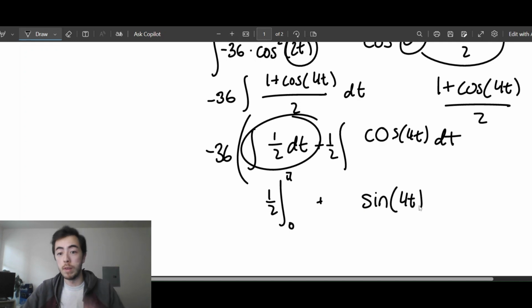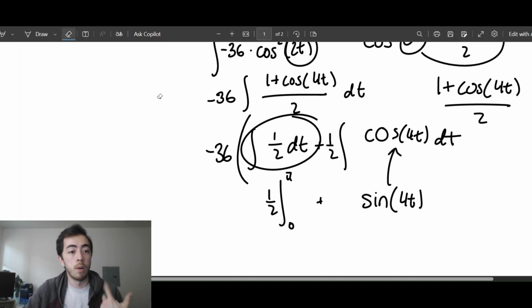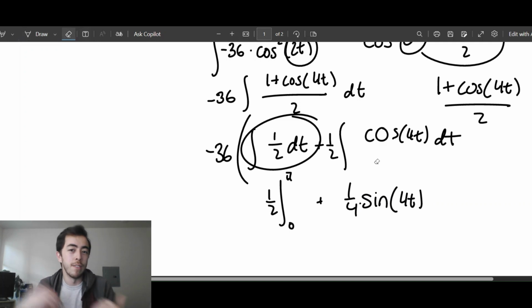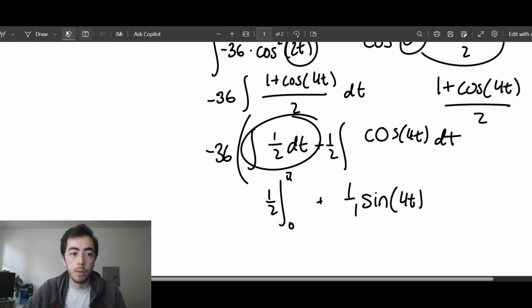And then for me, what makes sense is that I always imagine, okay, if I take the derivative of sine of 4t, I will get cosine of 4t, but a 4 will pop out for the chain rule. So to counteract that, I do need to apply a 1/4 currently to cancel out the fact that if I took the derivative, the 4 would come out. And so this 1/4 I could combine with the 1/2 that I took out, and so I'll get 1/8 sine of 4t evaluated from 0 to pi.